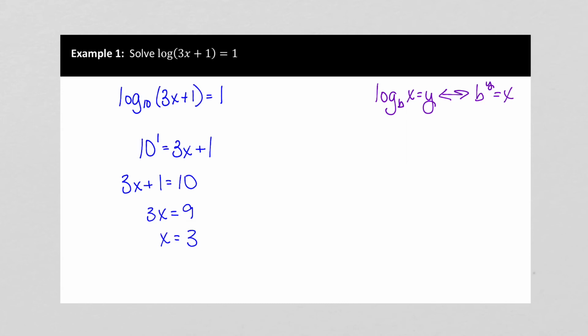Now, whenever you've got a log in the original problem, you need to check yourself and make sure that what you've found will work. If you end up with a log of a negative number, it won't work. So if we plug in 3 here, 3 times 3 is 9, plus 1 is 10, log of 10 will be just fine. So it does check out.